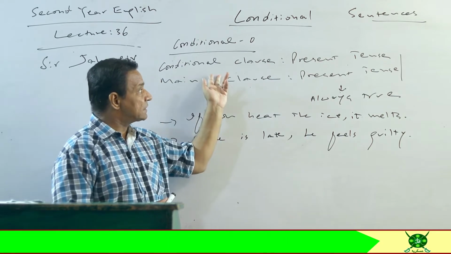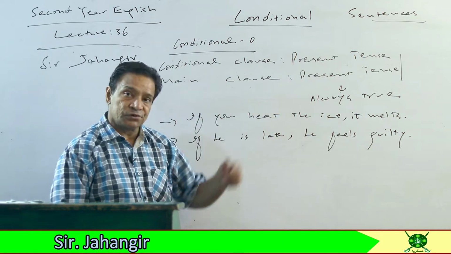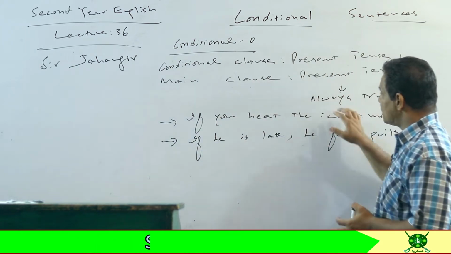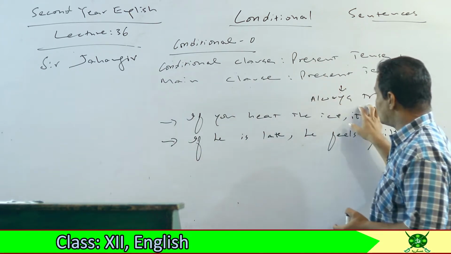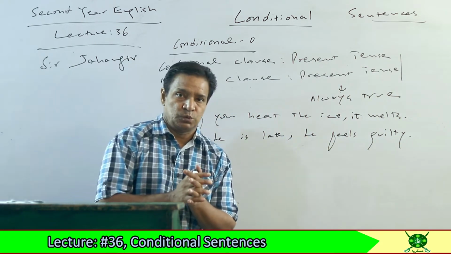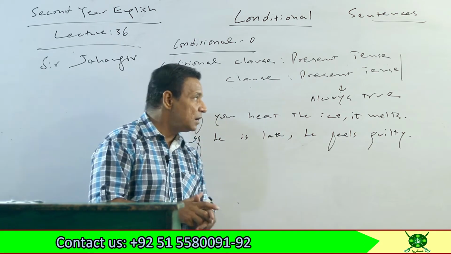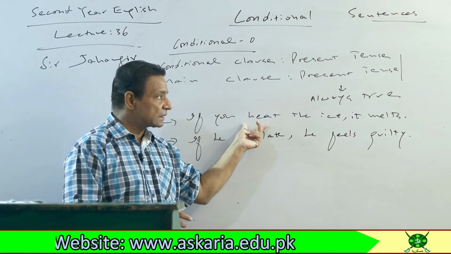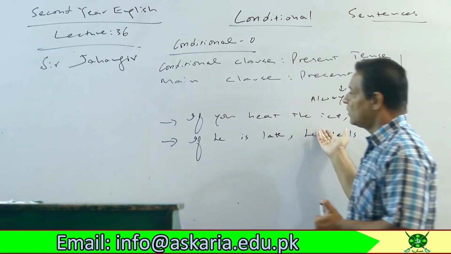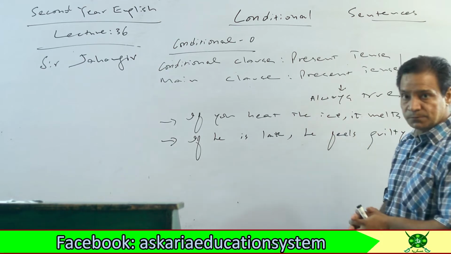In the zero conditional sentence, your conditional clause is in present tense and the main clause is also in present tense. Both are in present tense, and they describe a situation which is always true, always happening, always right. For example, if you heat the ice, it melts. This situation is always true.